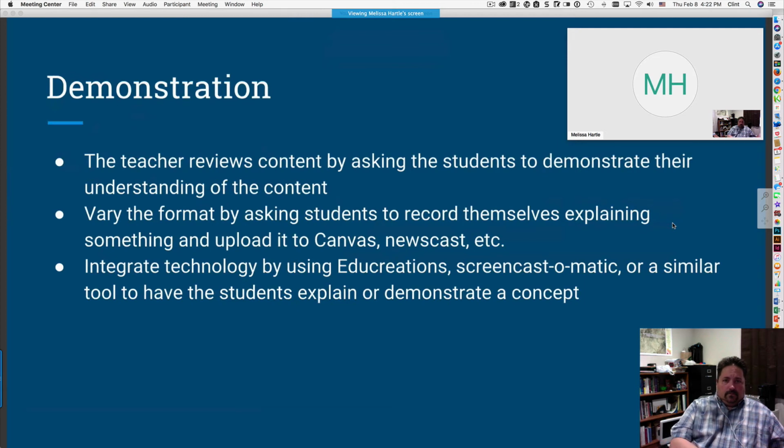So not just them up there teaching something, but some sort of a format. You could group them together and have them create a tutorial or something. You could use one of those interactive whiteboards, or maybe even Educreations if you've got iPads, maybe a screencast or something like that, to have them explain their knowledge of it.